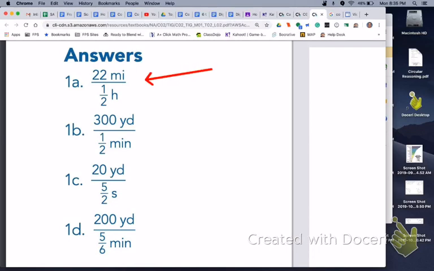For number 1, the rate for the ostrich is 22 miles per half hour. Letter B, the rate for the roadrunner is 300 yards to half a minute. For letter C, the rate for the quail is 20 yards in 5/2 of a second. And for letter D, the rate for the pheasant is 200 yards in 5/6 of a minute.